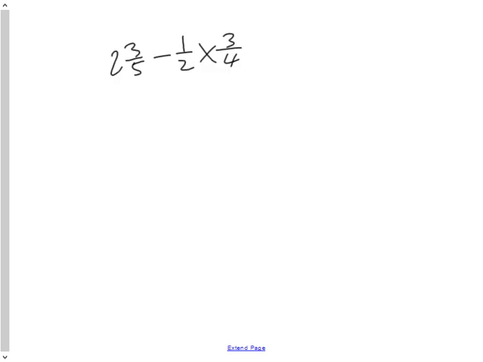Your third question is a fraction question from grade 8. It says 2 3/5, take away the product of 1/2 times 3/4. Obviously, we're not going to do subtraction first. We're going to do our multiplication first. So while I'm doing that, I'm just going to rewrite 2 3/5 as an improper fraction to start. Take away the product will be 3 over 8, because 1 over 2 times 3 over 4 is 3/8.